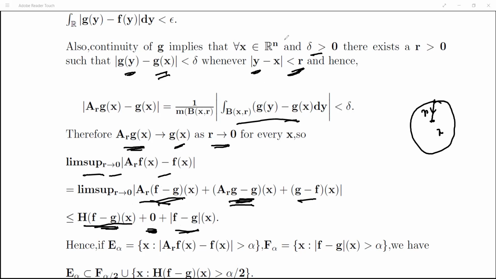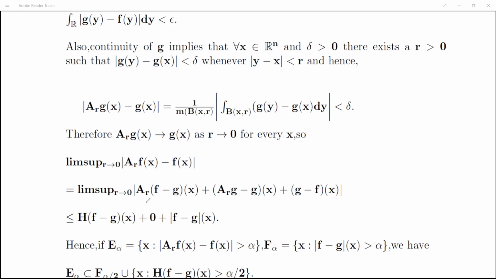So now you only have to estimate these two things: your Hardy-Littlewood maximal function of F minus G, and mod of F minus G. And this is your limit. So then you apply the standard trick.